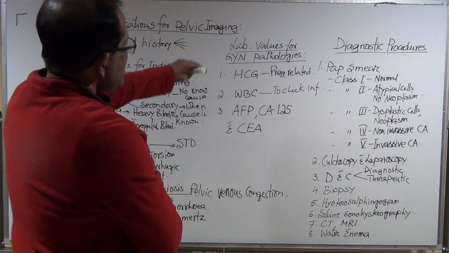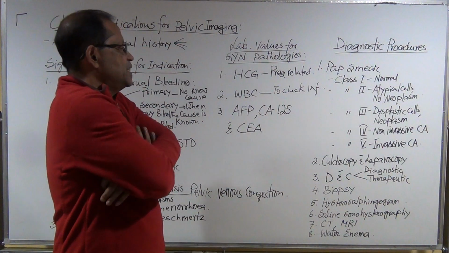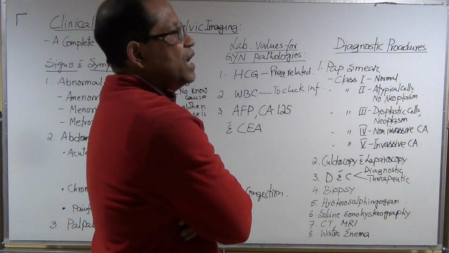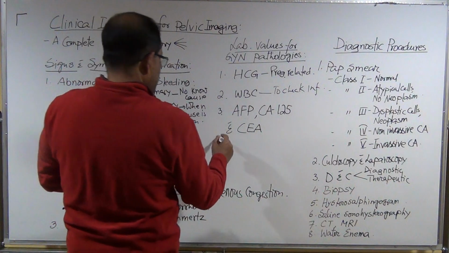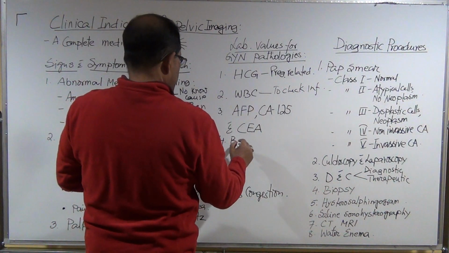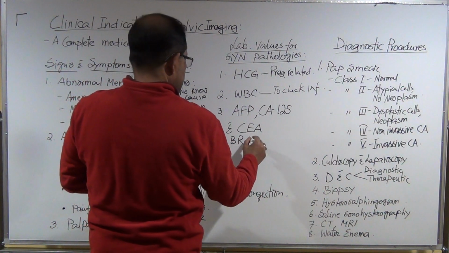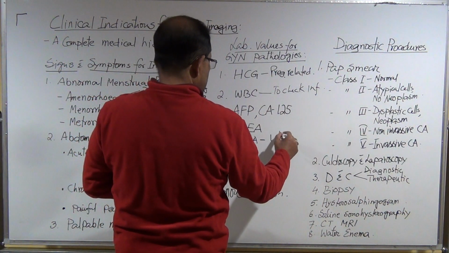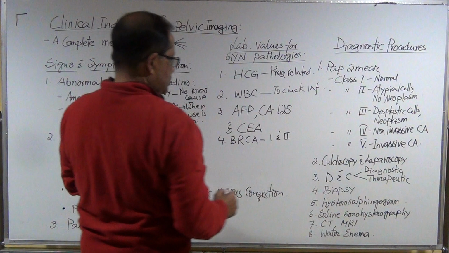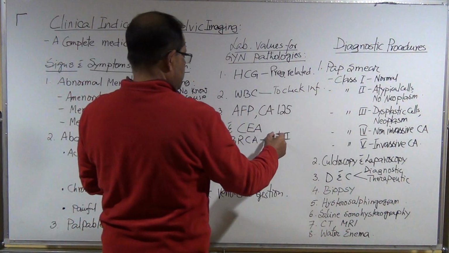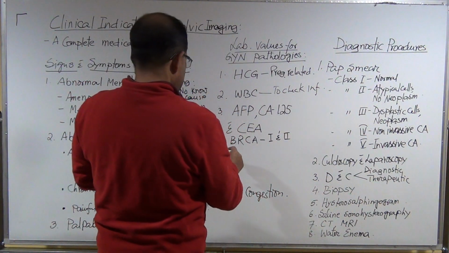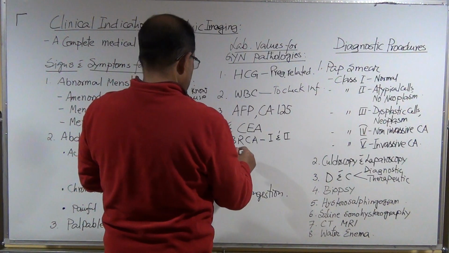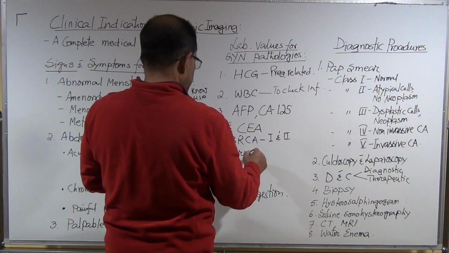Okay, so these are the lab values, and along with that you can do some urine tests. Okay, let me write down here: BRCA gene 1 and 2. Okay, 1 and 2. And we can do the urine analysis.